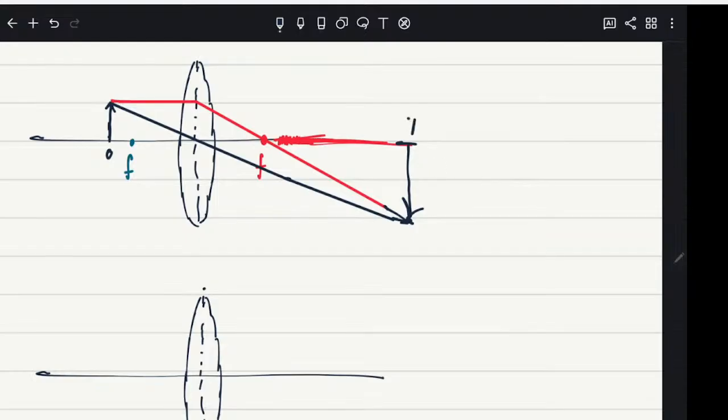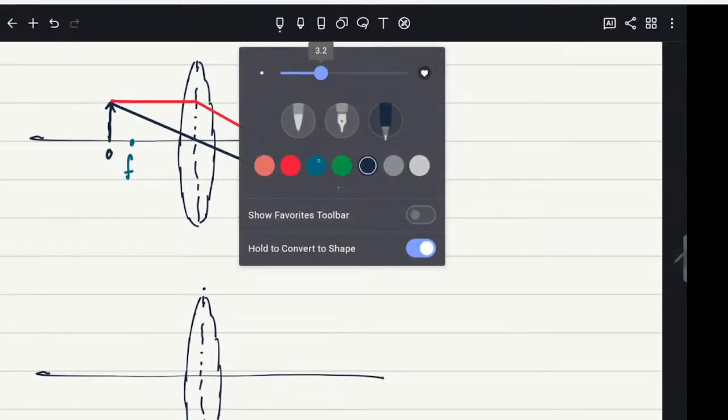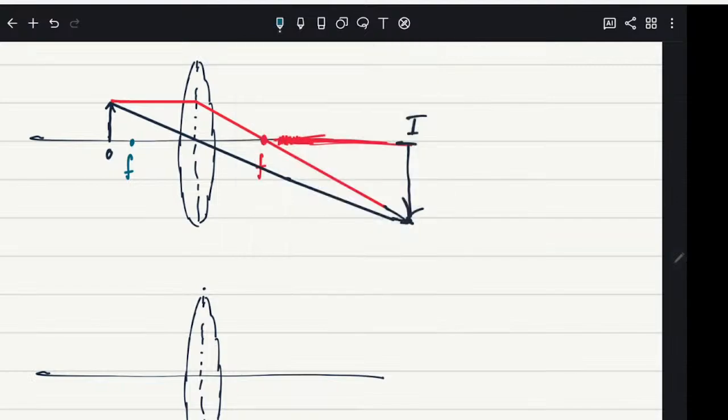Look where it is. It's on the other side. It's upside down. I told you that images are upside down. Didn't I say that? Images are upside down, right, everybody? Yes. So look at this one. It's upside down. If you're going to put its properties between 1F and 2F, you're going to say this is going to be a real image, an inverted image, and a magnified image. It's bigger.